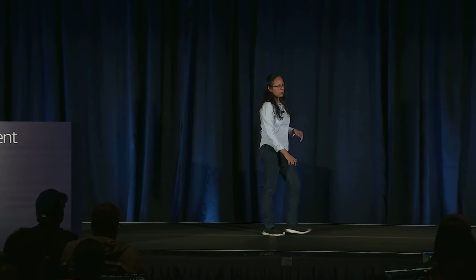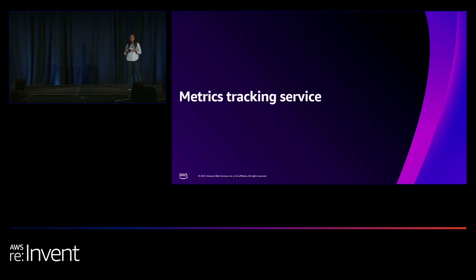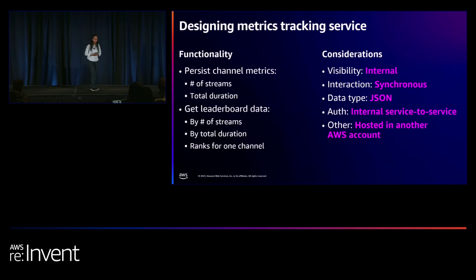OK, so we've designed the metrics tracking service as a separate microservice because we anticipate more consumers for this in the future. Our marketing department, for example, is also interested in this data. But the important thing is we have a few internal consumers, and the number of consumers is unlikely to change on short notice. So let's start with the functional and design requirements.